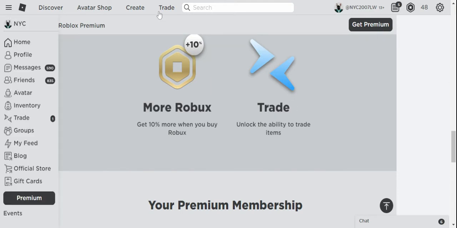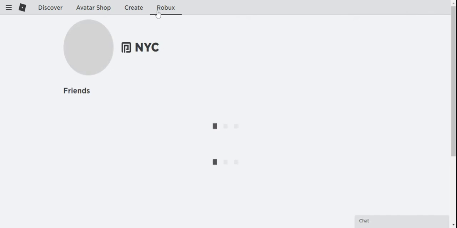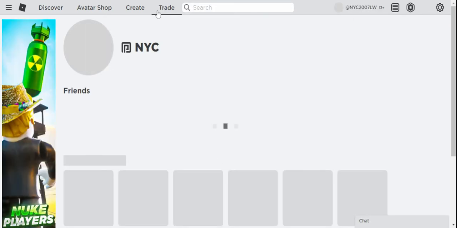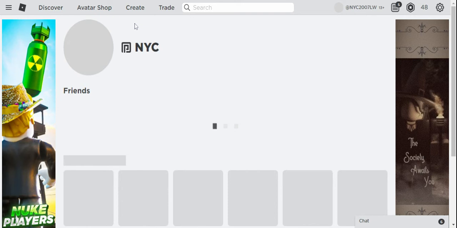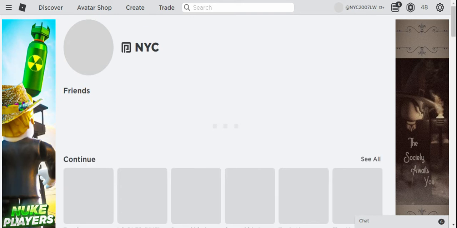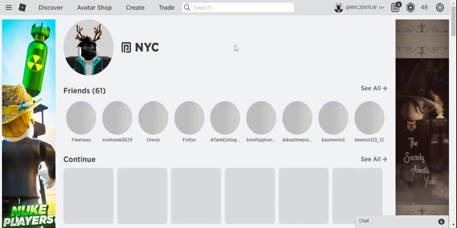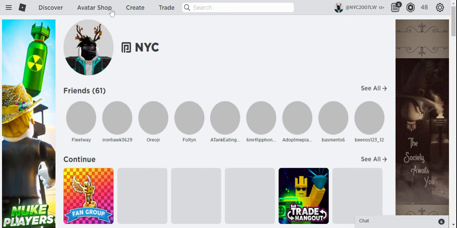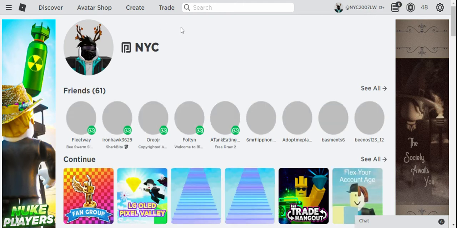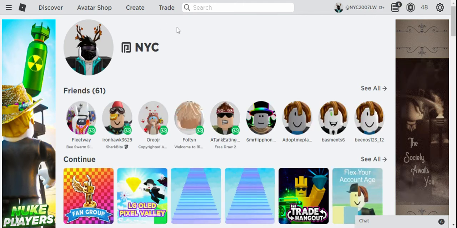The next step is you're going to need to have a limited, so you can't just trade someone without having a limited, or else it won't work. So you need a limited item. What I would recommend is don't get projecteds, because if you get projecteds, they're harder to trade, therefore you're not going to make profit. So I wouldn't get projecteds.